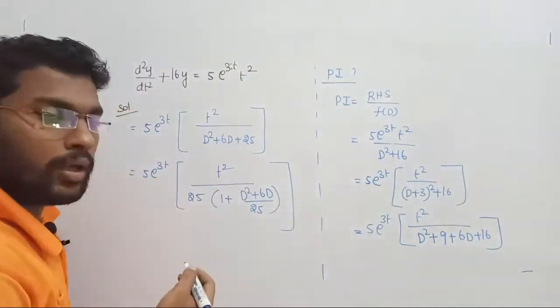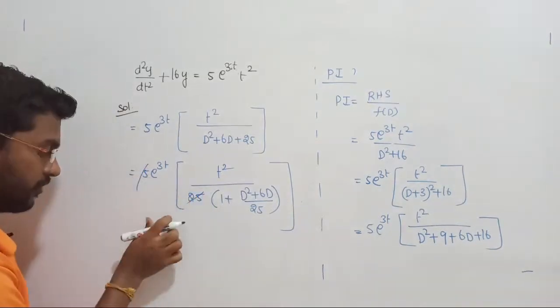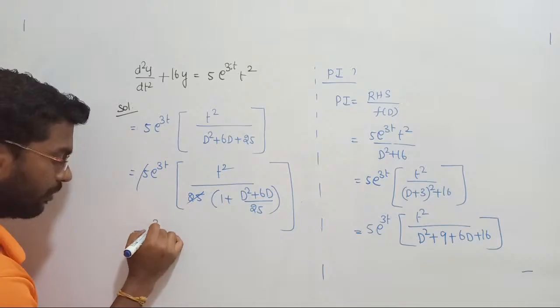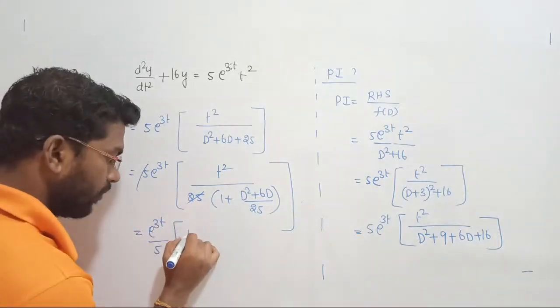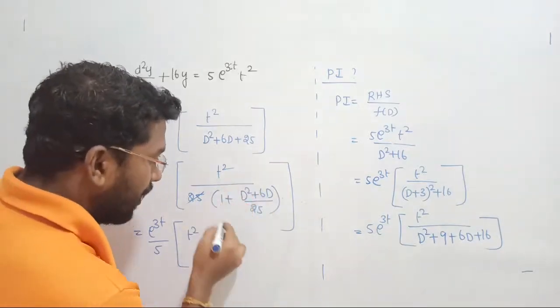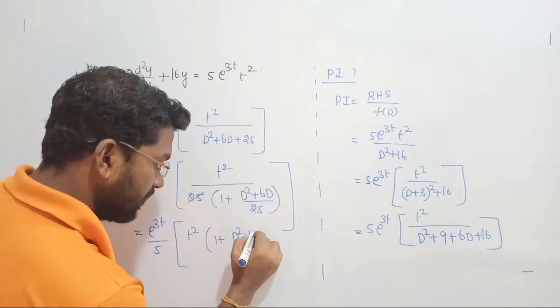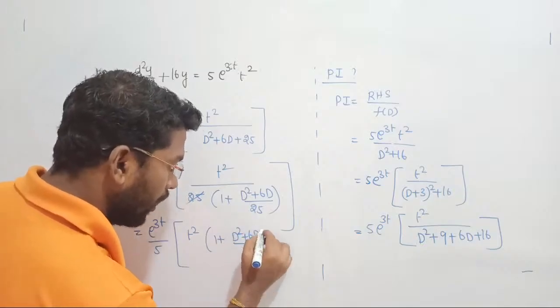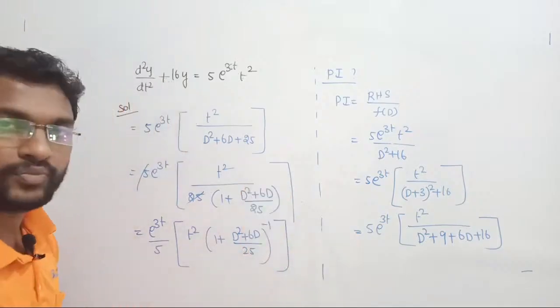T square. Anyway, now we got the format. Now can we cancel this? 5 times 5 will be 25, such that I am getting e power 3t by 5. You come outside, I have no work with you. Now what are we going to do here? T square. Shall we take them up? It will become 1 plus d square plus 6d upon 25 whole inverse. Exactly. What is our next task? We should expand. Shall we proceed?